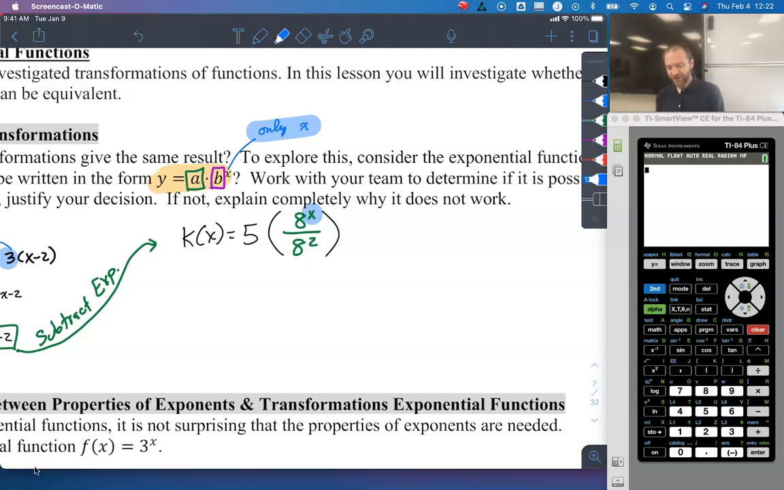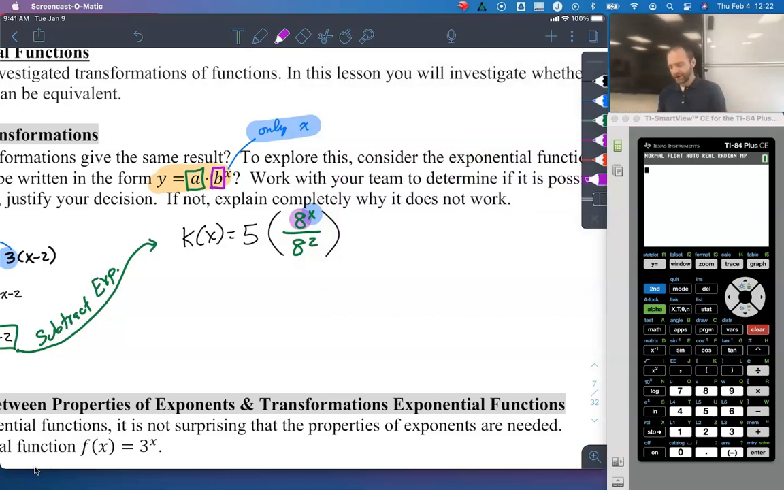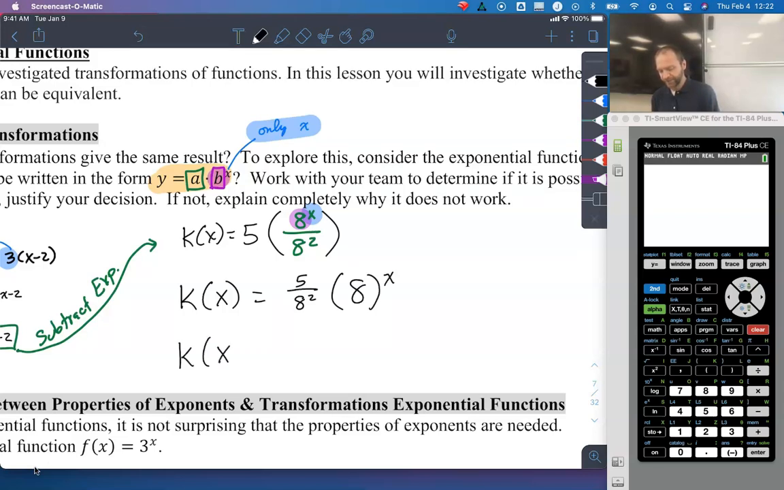And that x is attached to a base. That x is attached to just an 8. I've got it. So what I don't have right now is my coefficient. You may think it was that 5, but I have that 8 squared on the denominator there. So I have k of x equals, and I'm going to do 5 over 8 squared, because that can be pulled out as 1 over 8 squared, so 5 times 1 over 8 squared, and that'll be to the x power, which again can be simplified to 5 over 64, 8 to the x power.